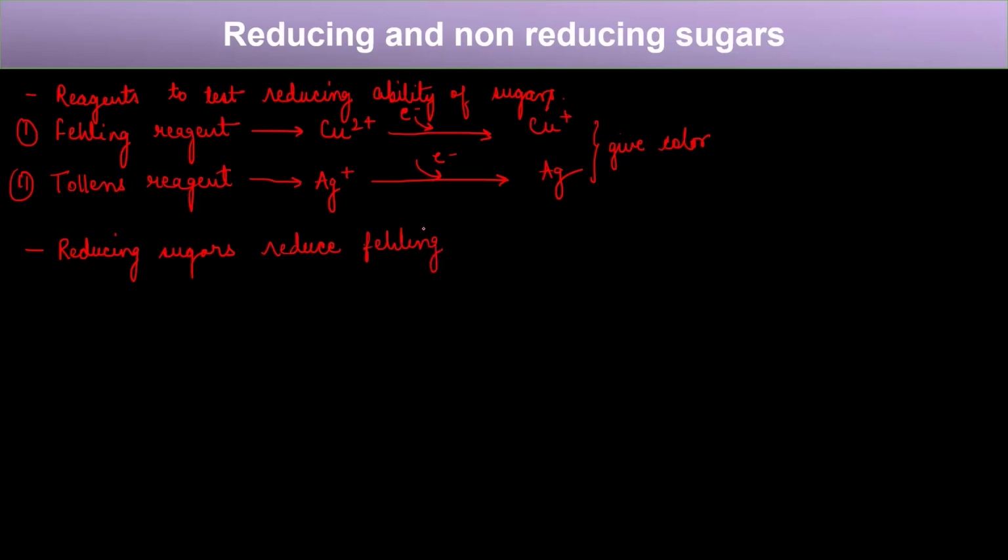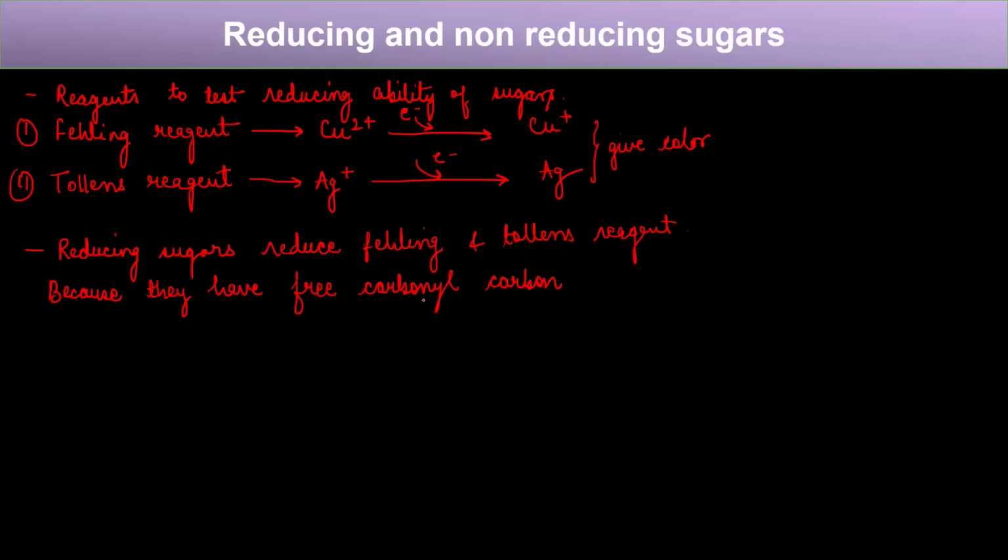They reduce Fehling and Tollens reagent, which means that reducing sugars will convert the cupric ion and silver ion into cuprous and silver, right? Now, why do some of the sugars do this while others don't? The sugars reduce this reagent because they have a free carbonyl group, a free carbonyl carbon. Now, what do I mean by free carbonyl carbon?